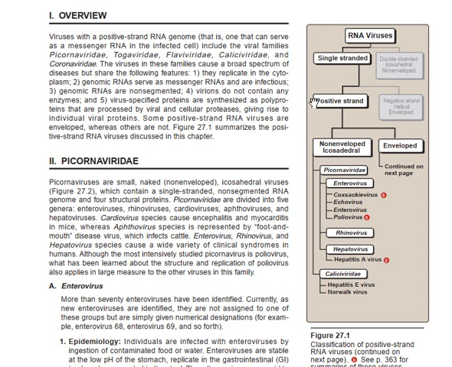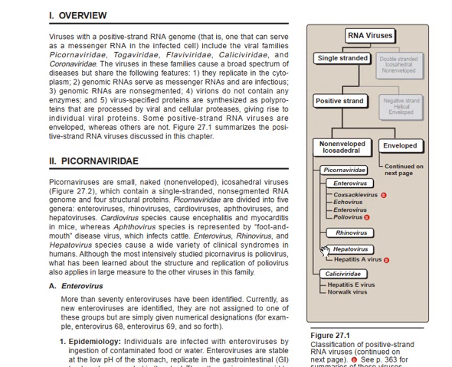Now, in positive strand, you can have non-enveloped and enveloped viruses. All non-enveloped viruses are icosahedral, and enveloped viruses will be considered on the next page. Now, among the non-enveloped, you have the Picornaviridae, and under the Picornaviridae you have the enterovirus, which consists of the Coxsackievirus, echovirus, enterovirus, and the poliovirus. Still in the Picornaviridae, you have the rhinoviruses.